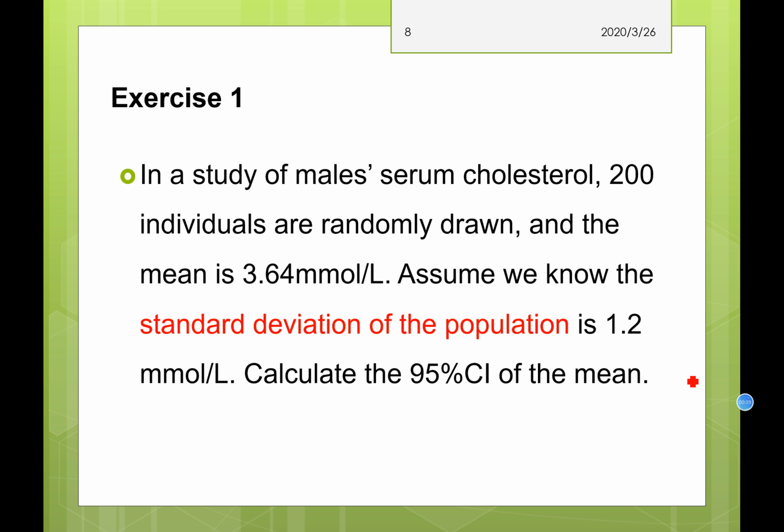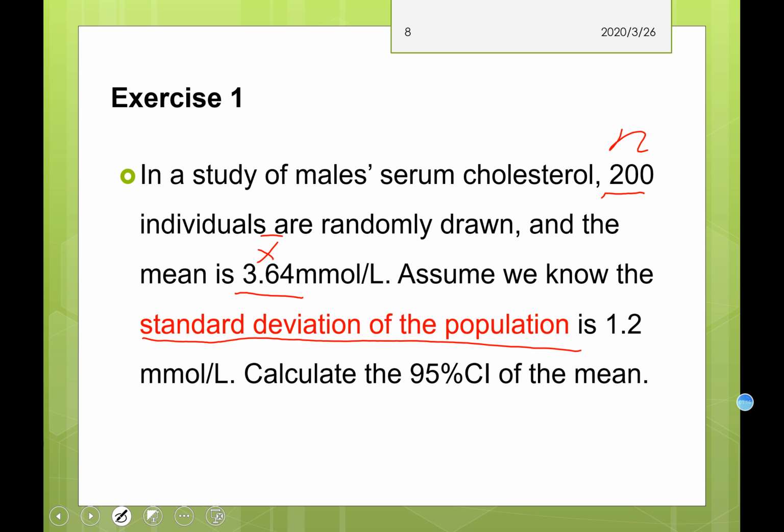Here, let's think about it. This number is n, and this is x bar, the sample mean. And here, the key words are "the standard deviation". So what's the meaning of this? That means the standard deviation is given. So when the standard deviation is given, we can use the method based on the z distribution.